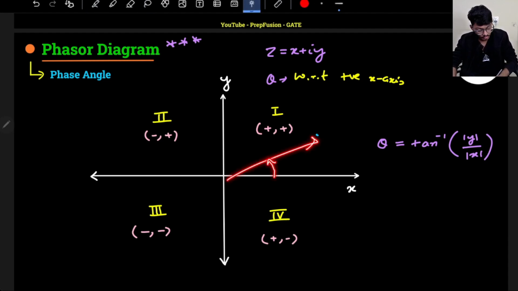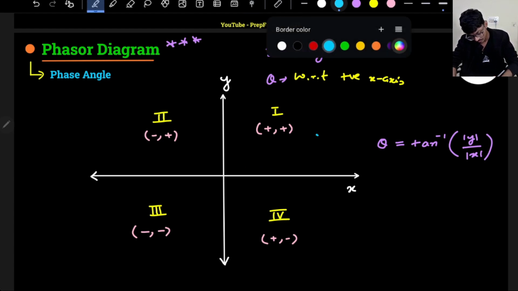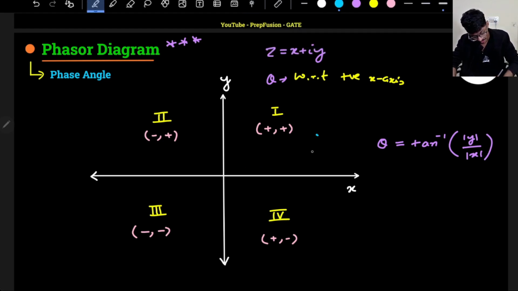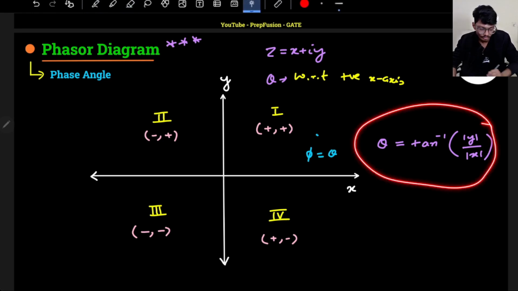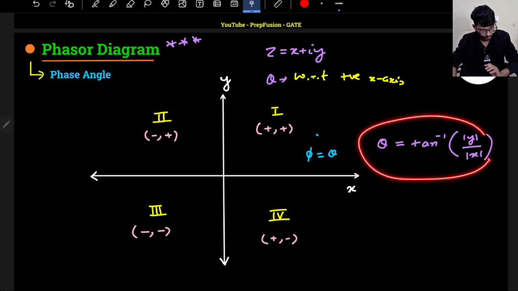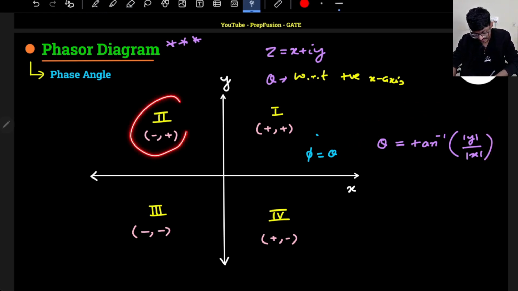So what will be the angle? Will it be positive or will it be negative? I am moving in the anti-clockwise direction. If I am moving in the anti-clockwise direction, it will be something positive. Okay, for now let's assume it is positive, correct? So here your phi will be positive and your phi will simply equal theta. What is theta? Theta is simply this value. I will come to this, don't worry. Let's check the same for the second quadrant.